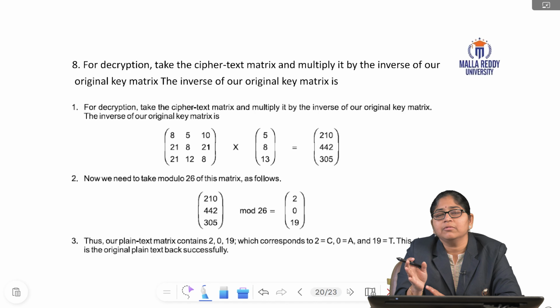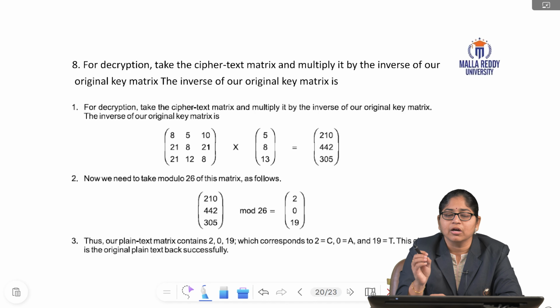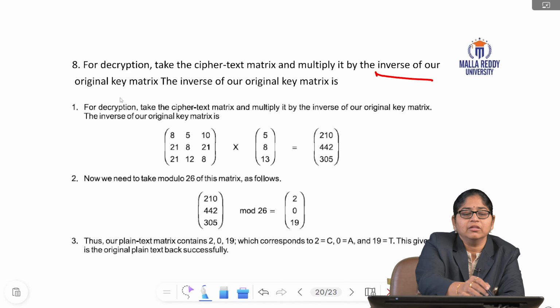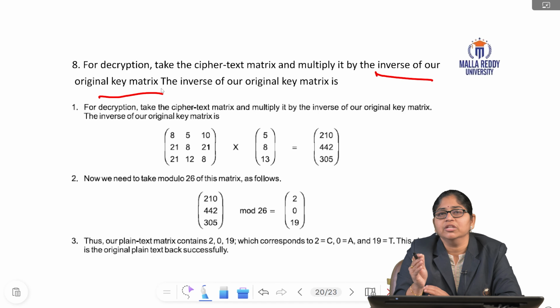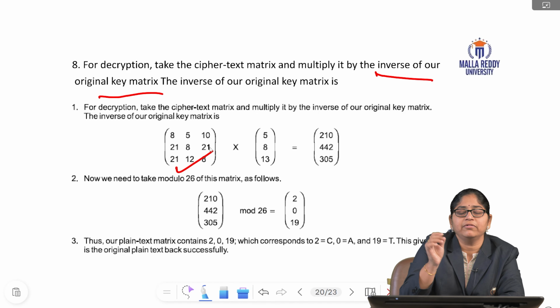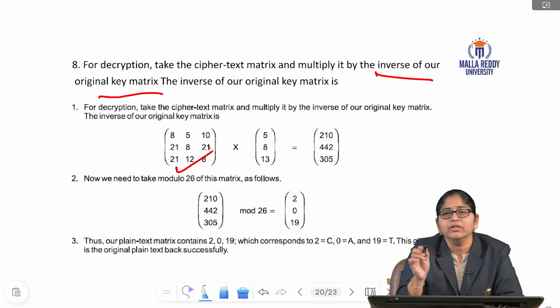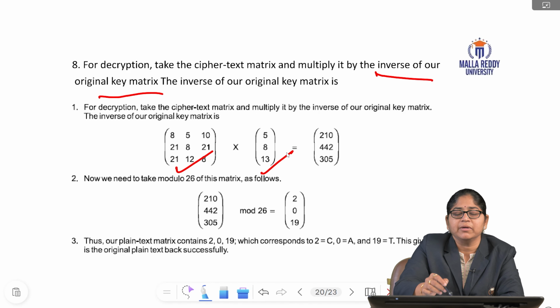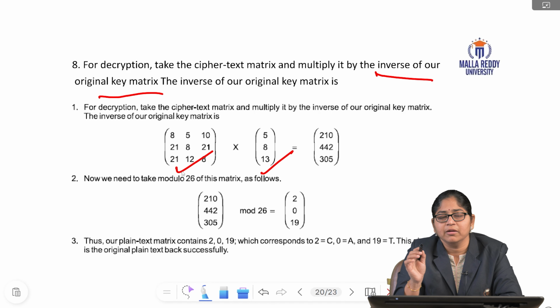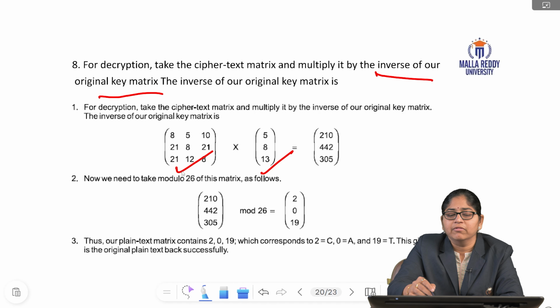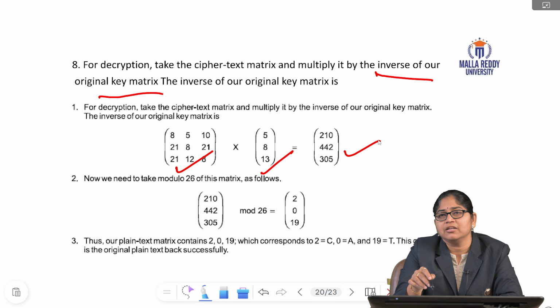In the decryption process, we are going to compute the inverse of the original key matrix, the original key matrix we have taken in the encryption process. So for that original key matrix, we need to compute the inverse of the key matrix, and this is the inverse of the key matrix. Then you need to multiply the ciphertext matrix with the inverse of the key matrix. After multiplying, we'll get one matrix. This is the resultant matrix.